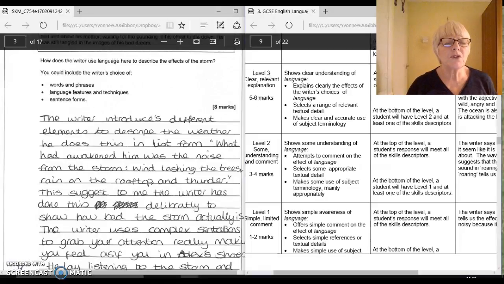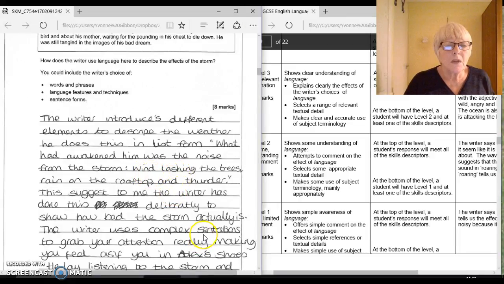Moving on to look at question 2, where you've been asked to describe how the writer uses the language to describe the effects of the storm. And it says you could include the writer's choice of words and phrases, language features and techniques, and sentence forms. Now you've started off okay in that you've said that he uses a list form and you've listed some of the words that he's used. And you've said that this suggests to you that the writer has done this deliberately to show how bad the storm actually is.